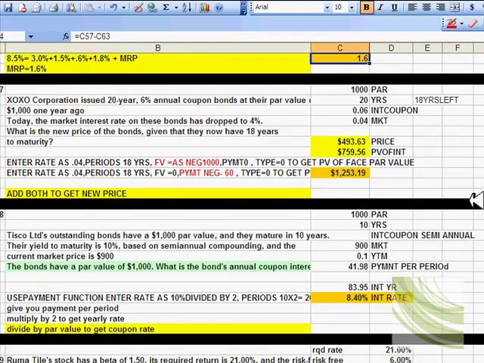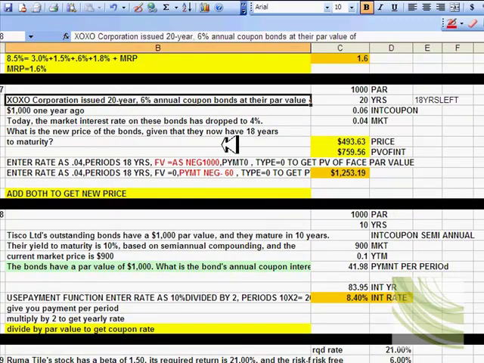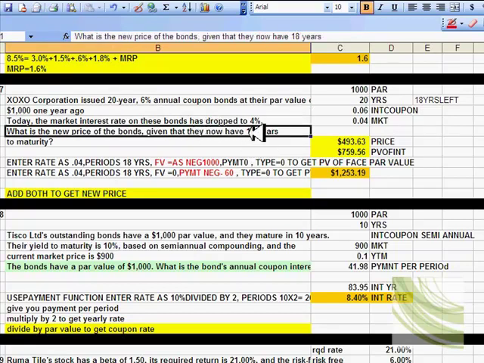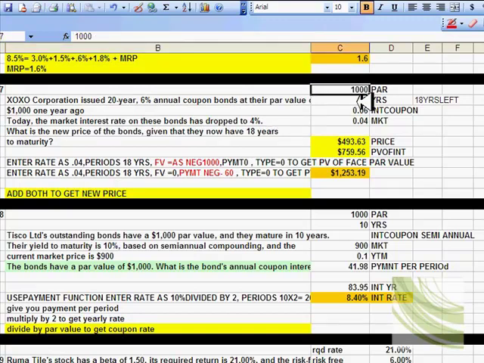That's a simple problem. Let's do number 7. So XO Corporation has a 20-year 6% annual bond at the par value of 1,000 1 year ago. Today the market interest has dropped to 4%. They're asking for the new price of the bonds provided you have 18 years now left to maturity. So put your $1,000 par, 20 years is the maturity, 6 is the interest coupon, 4 is the market rate. So determine the present value of the bond, the price of the bond, for the 18 years.